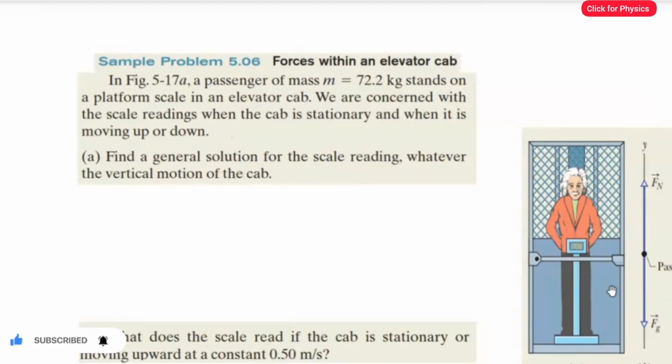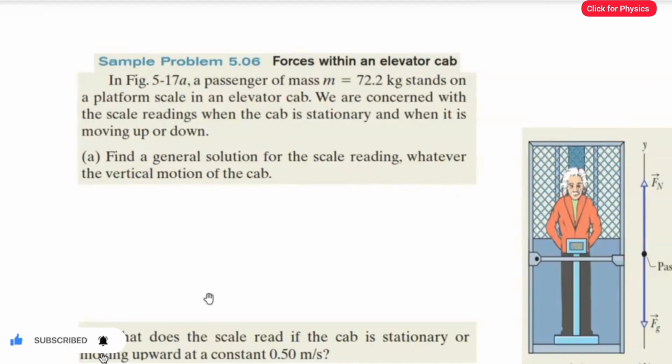So you have to see the figure. A passenger is inside the elevator and he is exactly on the platform scale. So now we have to find the scale reading when the elevator is stationary. What is his scale reading? When the elevator is moving upward, what is the scale reading? When the elevator is moving downward, what is the scale reading? So we have to find that answer.